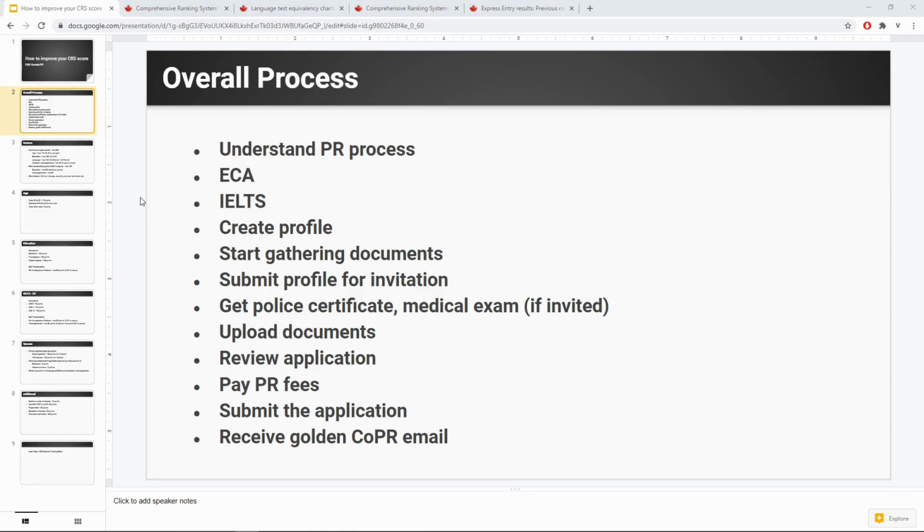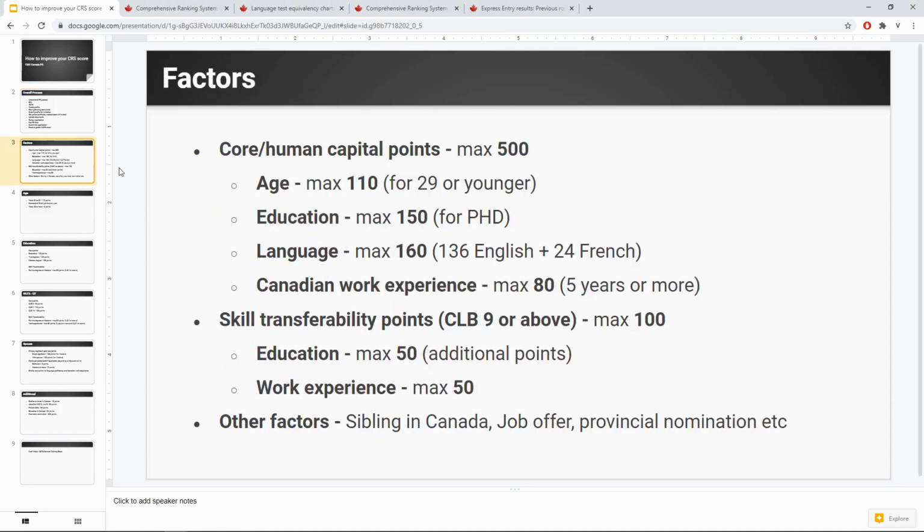Now let's look at how the CRS scoring system works. There are three different categories in the CRS scoring system. The first category is core or human capital points. You can score up to 500 points in this category. So if you are 29 or younger, then you will get maximum of 110 points. If you are a PhD holder, then you will get a maximum of 150 points. For language proficiency, you will get a maximum of 160 points. And if you have a Canadian work experience 5 years or more, you can get a maximum of 80 points.